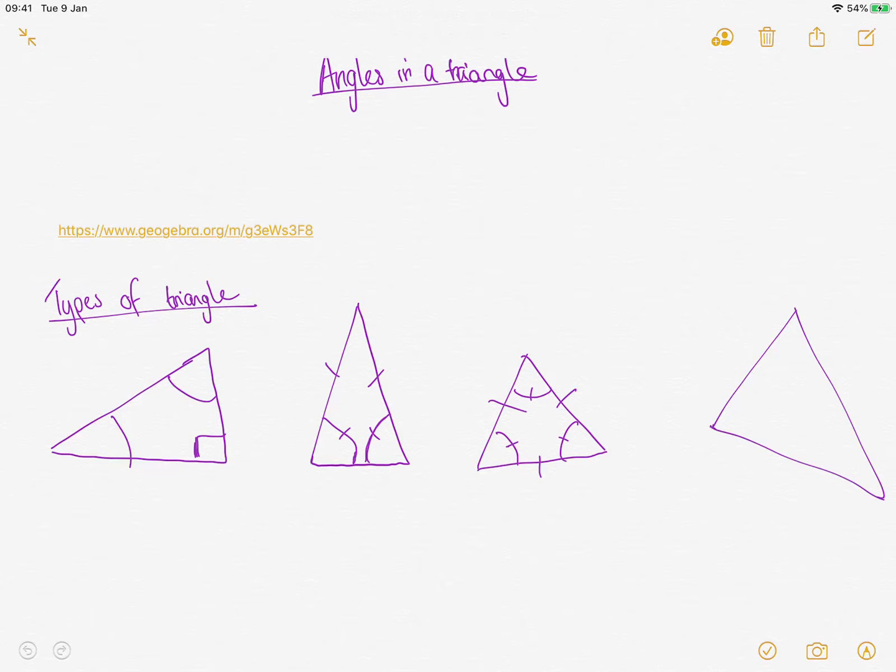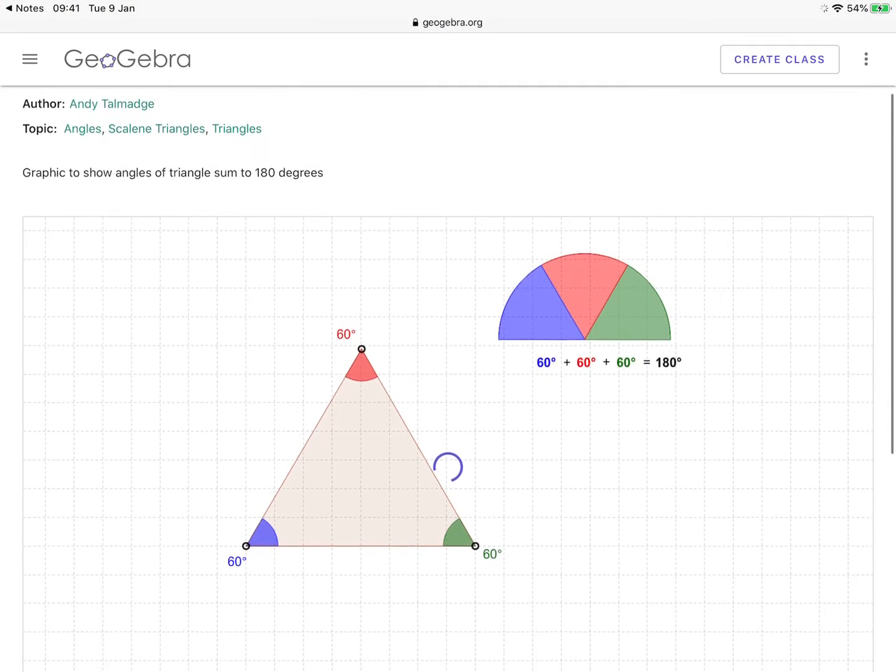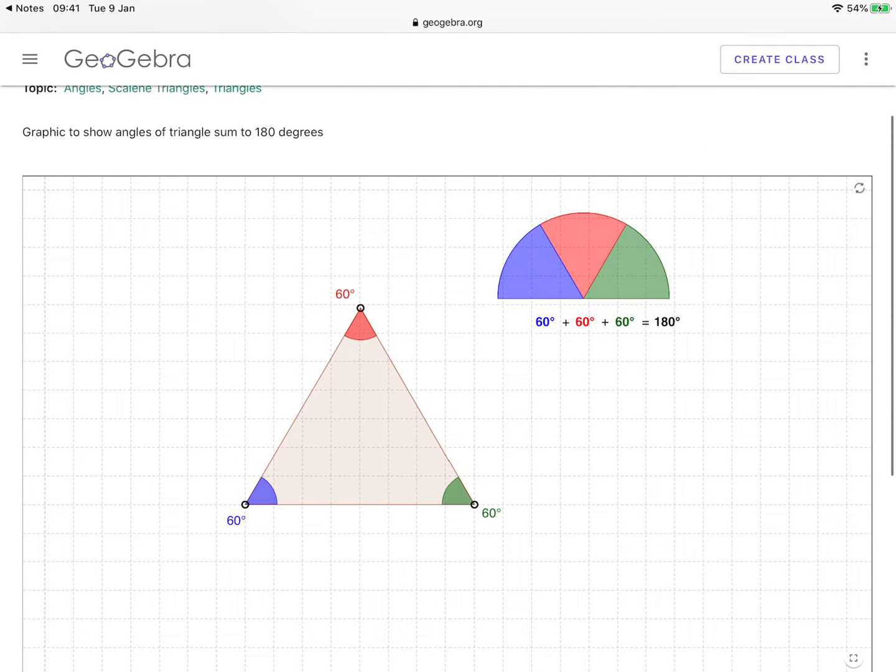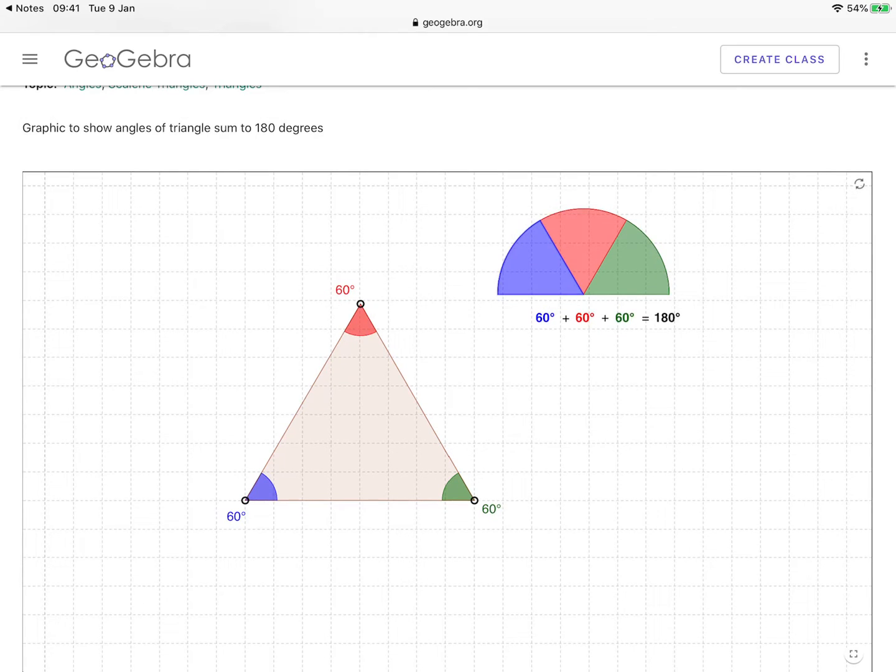Today's lesson is on angles in a triangle. So first of all, I'll show you this Geogebra file. We can see that in a triangle, so this is a special type of triangle, an equilateral triangle, where all the angles are the same. And we can see that from here, see the blue matches up with what the blue angle is, red matches up with red, and green matches up with green, and we can see that they add to 180 degrees.